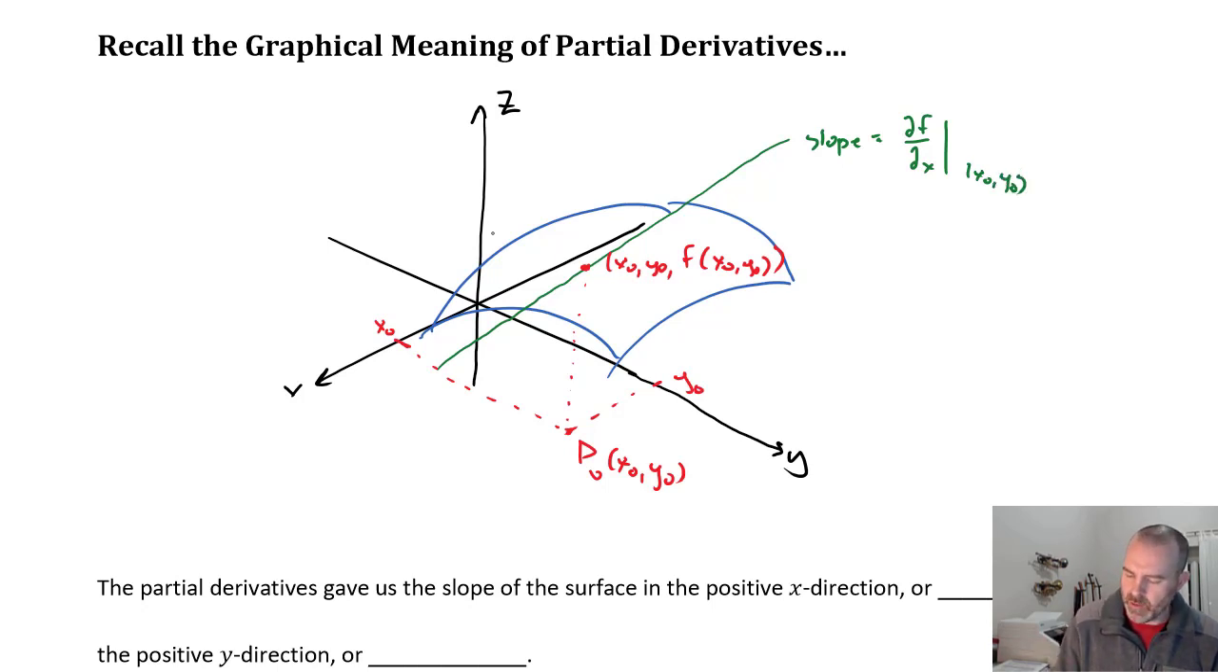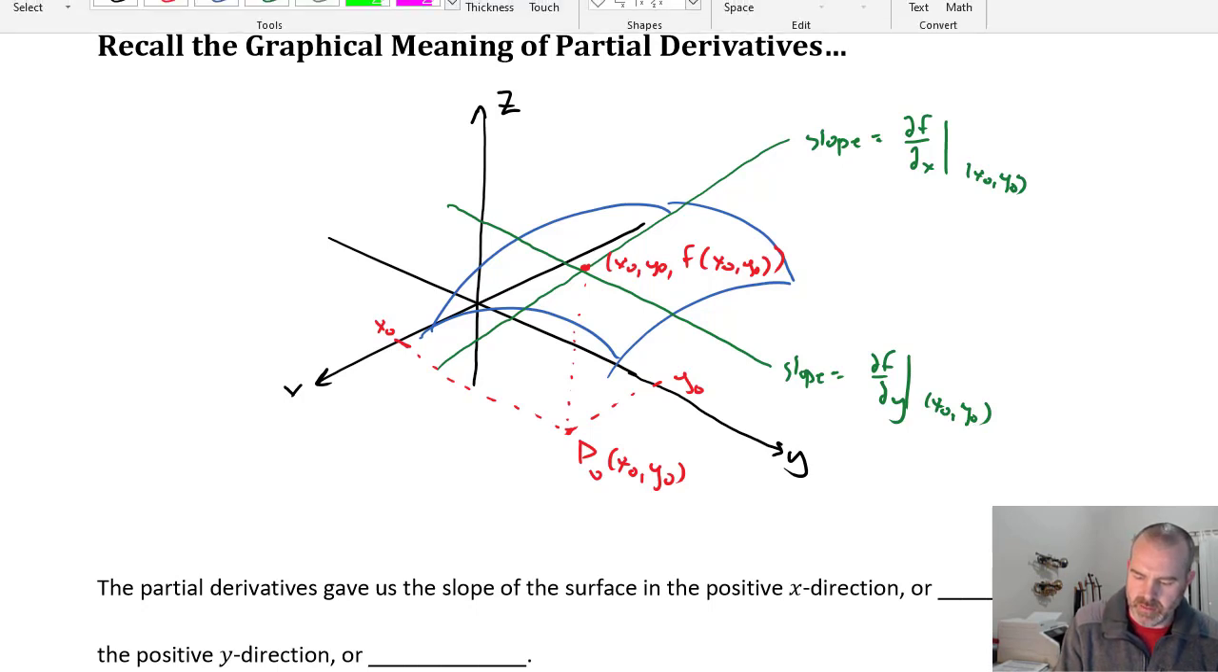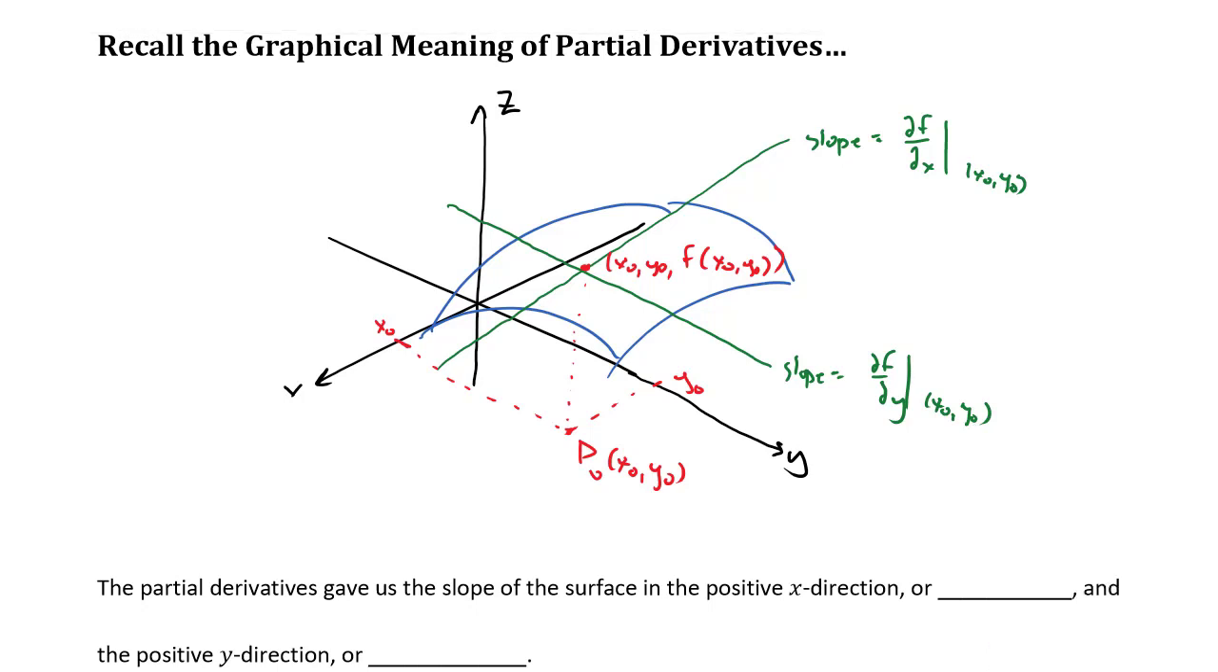And if we look at the one parallel to the y-axis, I'm not sure what that one would look like, something like that. The slope of this line would be the partial derivative with respect to y at x0, y0. Well, this is my first one here. I'm kind of digging the colors.